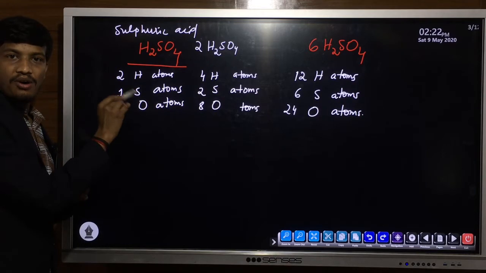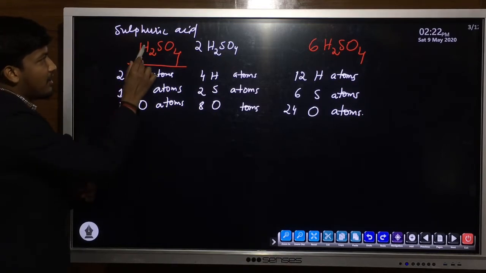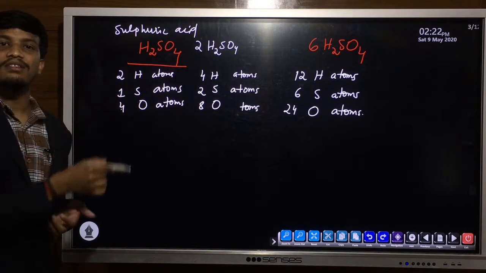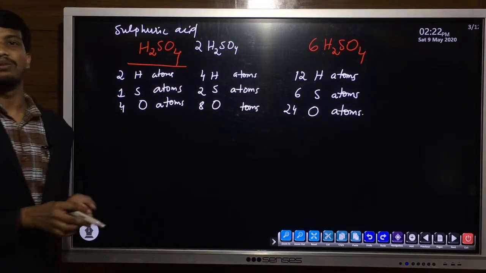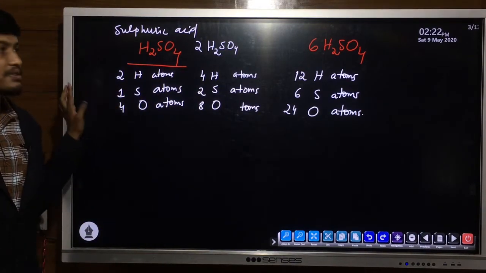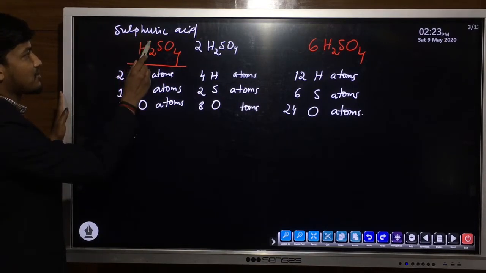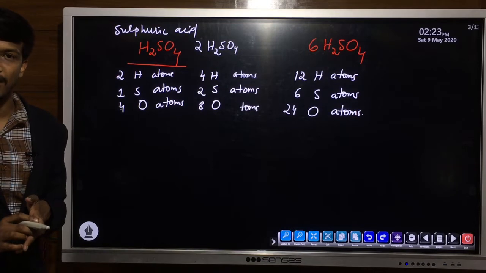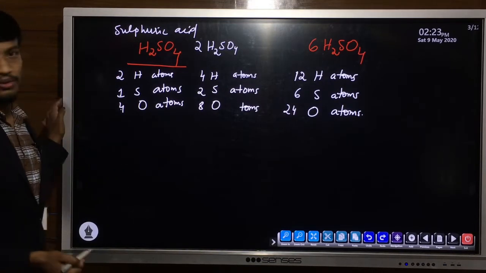Check the symbols of each element. Hydrogen is there because H. S means sulfur. O, oxygen. So there are 3 atoms. Which are the 3 atoms? Hydrogen, sulfur and oxygen. Now we will count the atoms of these 3 elements.